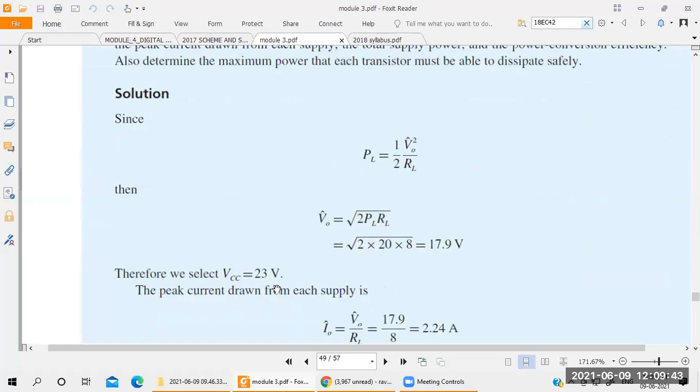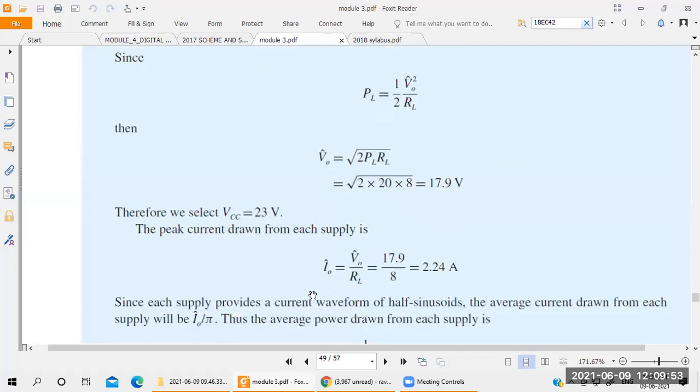Next, the question is, we want to find the current from each transistor. For that, according to Ohm's law, take the AC current now. I naught is equal to V naught by RL. V naught here is 17.9. What is the load resistance? 8. So you got the AC current 2.24 amps. Okay, 2.24 amps is the AC output current from each transistor.